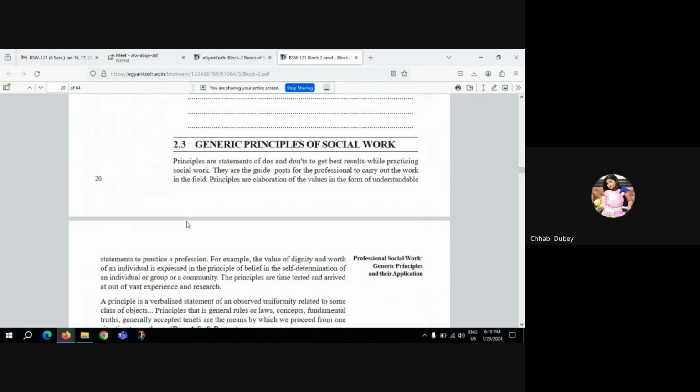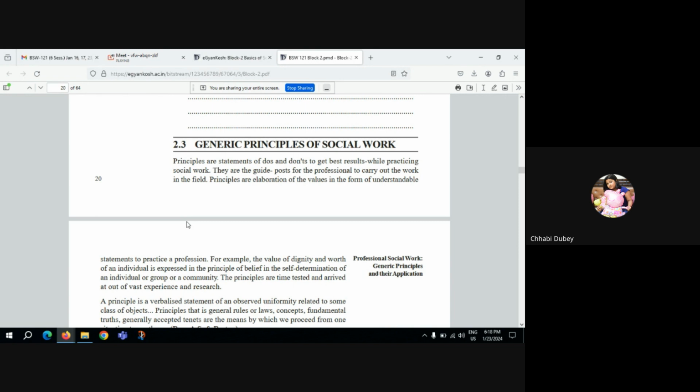Then there are certain generic principles of social work. These principles are generally statements of do's and don'ts to get the best results while practicing social work, and they are the guideposts for professionals to carry out the work in the field. Principles are elaborations of the values in the form of understandable statements to practice the profession. For example, the value of dignity and worth of an individual is expressed in the principle of belief in the self-determination of an individual.